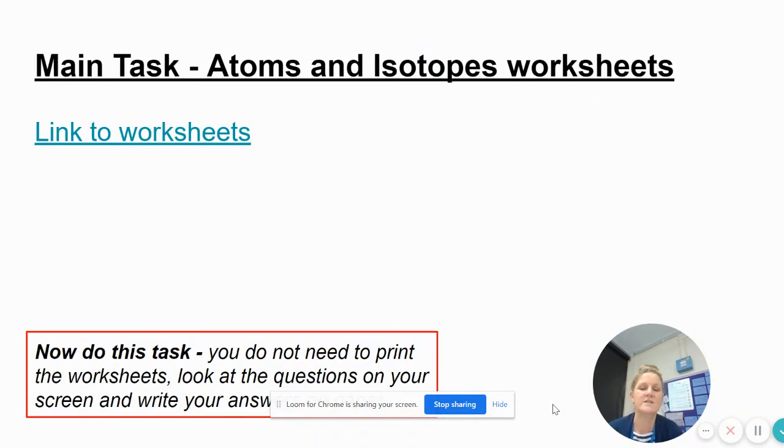And here we are. So this is where I'm going to leave you. You need to click on the worksheets link. You don't need to print them out. Don't worry about printing them out at all. All you need to do is look at the questions on your screen and write the answers on paper.